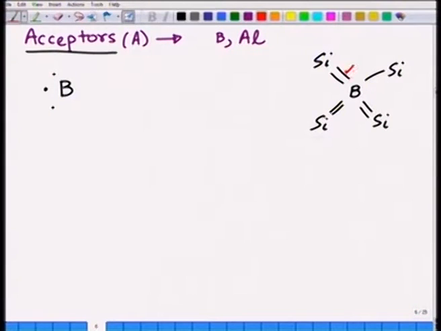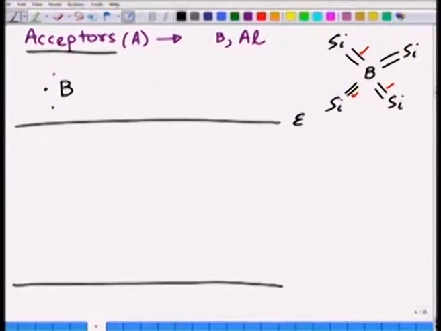That means 3 electrons from boron, for example, are participating in the formation of bonds. But then I have not completed the covalent bonding. I need this bond as well. How does that happen? Conceptually, we imagine that this happens as follows. Again, a picture like this, where I have a conduction band edge and valence band edge. We think of the valence band as having a large number of electrons. Boron is going to borrow an electron from the valence band, because the valence band is full of electrons, and complete the bonding.